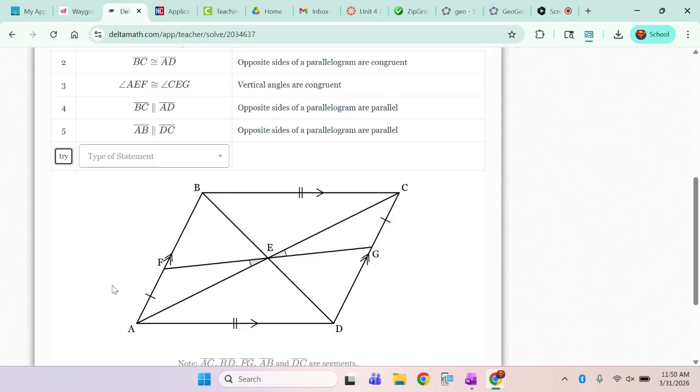Not 180, 90 degrees. Oh, it said 360. Got it. That didn't do much. I'll give you a hint. Alternate interior. I'm looking for a set of alternate interior angles. Think about what that looks like.